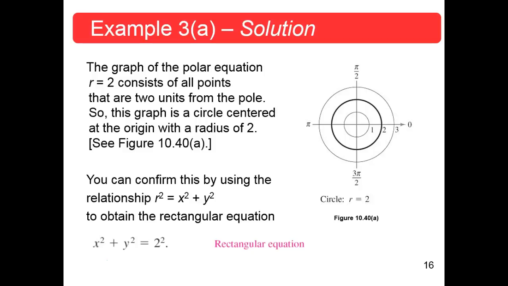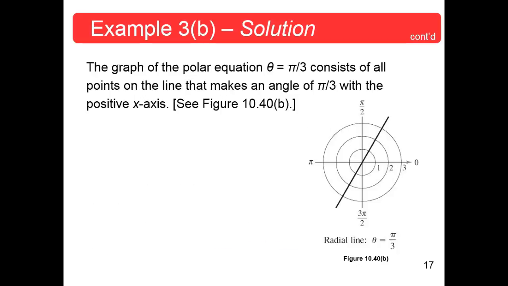And we got that because r was the square root of x squared plus y squared, right? And if that's equal to 2, then square both sides, you get x squared plus y squared equal 4. Okay? Now the next one, the polar equation theta equal pi thirds, that's that line that goes up there through pi thirds, no matter what your r is.